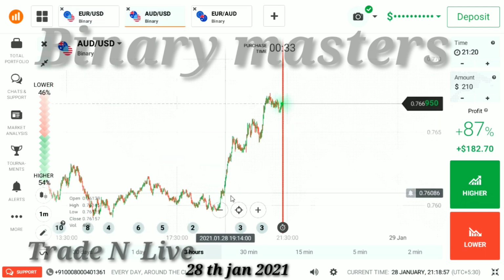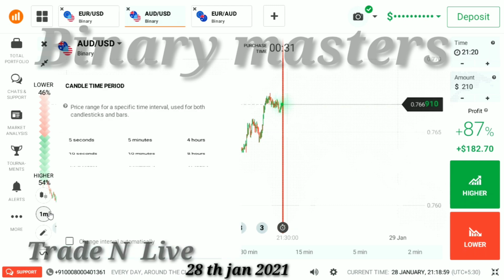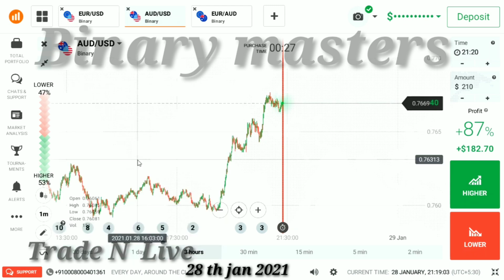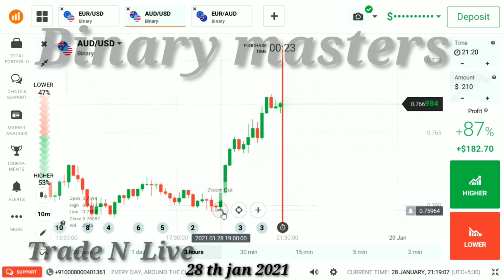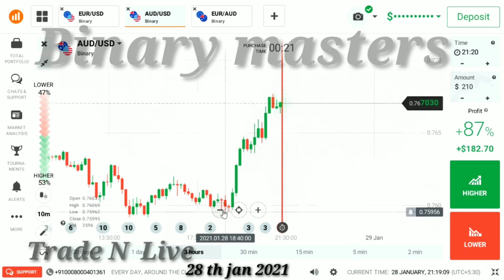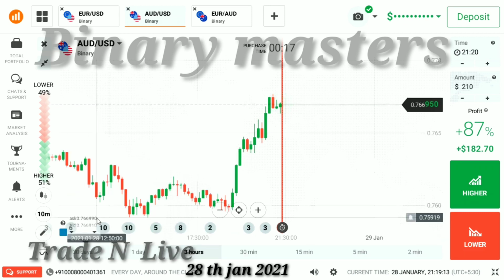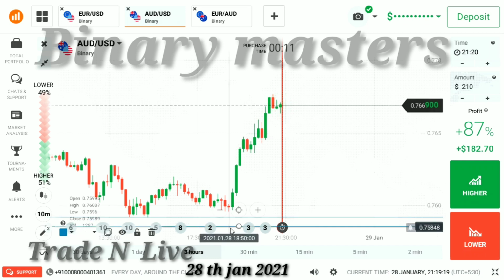So the next chart is the second pair. Let's change into 10 minutes and just find out. Okay, here you can see the bottom line. Here you can expect a reversal, a very high chance to reverse.